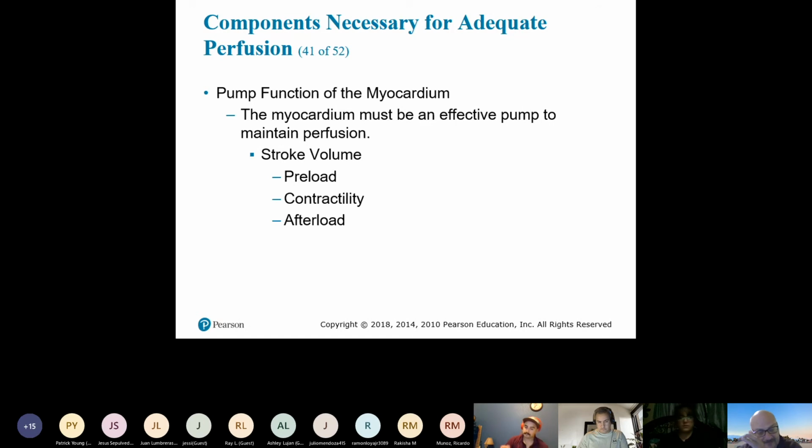It comes back into the left side, the left ventricle. Now, the left ventricle needs to push. And to determine how much pressure is needed, that's what the afterload is. The amount of pressure or resistance that the left ventricle has to work against.